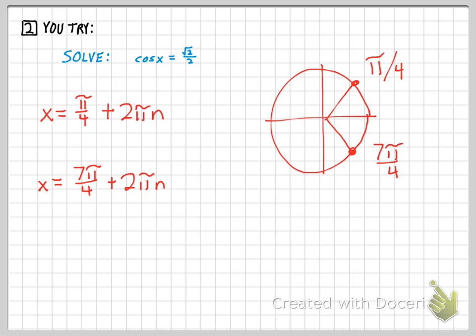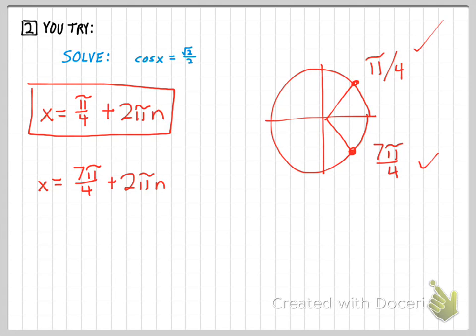Okay, hopefully you took a moment to think visually about this problem and where you might have an angle whose cosine is root 2 over 2. Pi over 4 is one such angle in the first quadrant, but there's also another one in the fourth quadrant, which you could actually name a couple different ways, but 7 pi over 4 is what's shown there on your unit circle.